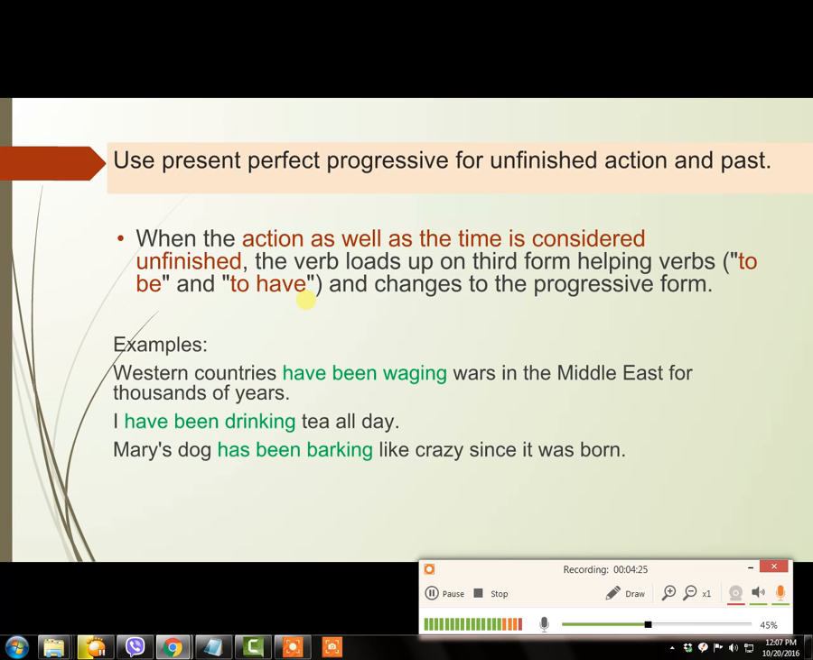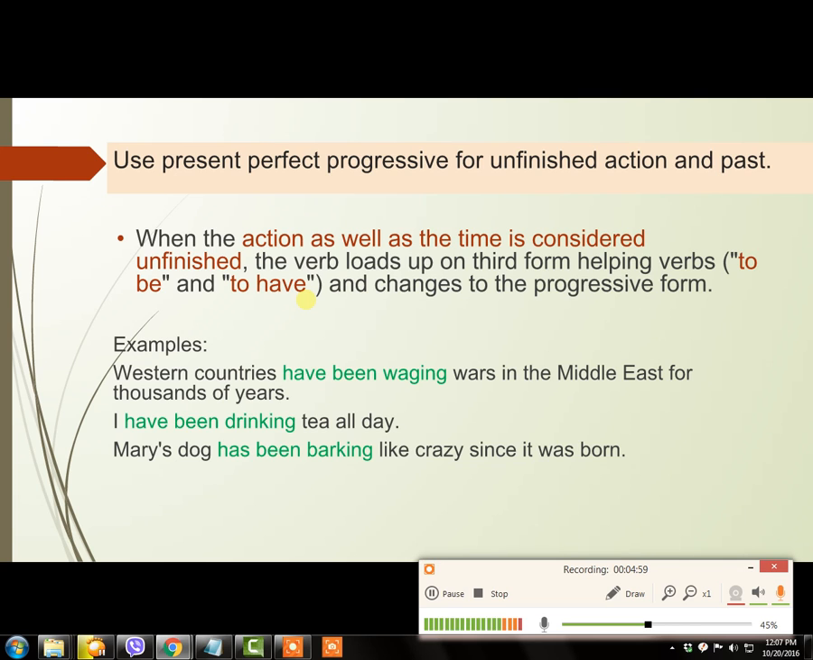Okay, so use present perfect progressive for unfinished action in the past. It is a past action but it is unfinished. So when the action as well as the time is considered unfinished, the verb loads up on third form helping verbs to be and to have and changes to the progressive form. Example, Western countries have been waging wars in the Middle East for thousands of years. So we know that it has happened in the past but it still continues in the present. It's not yet done.